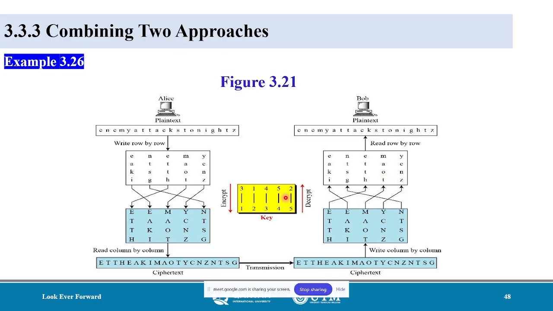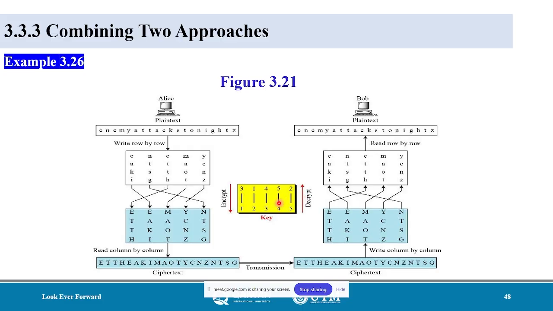Now the fourth line would be in number 5. I will just reorder it into number 5. Now the fifth column will return back to its original place.